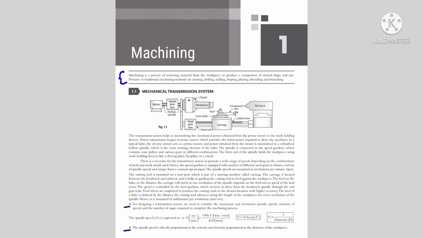An expression for calculating the spindle speed is also provided here. Important relations are given in a box for quick revision. Here the relationship between the spindle speed, velocity and diameter of the workpiece is given.